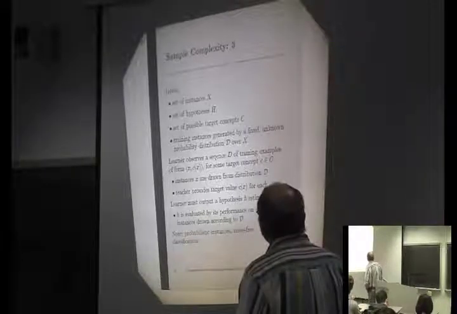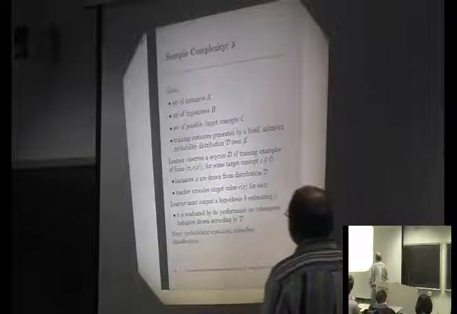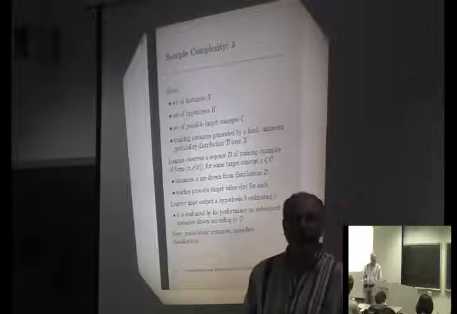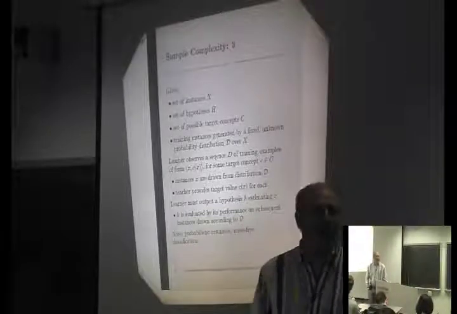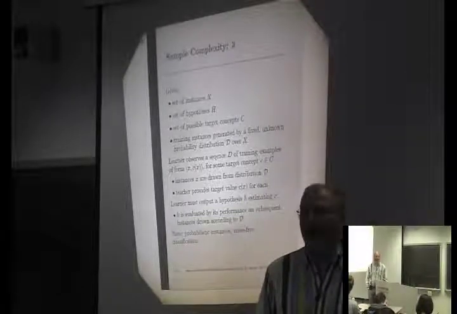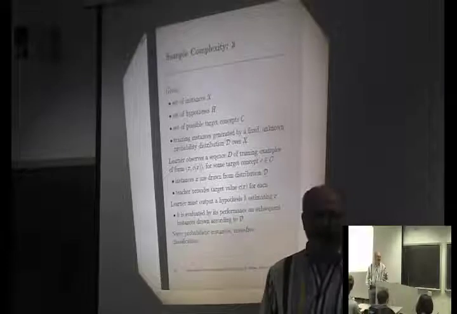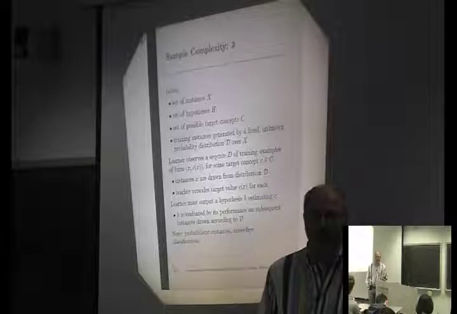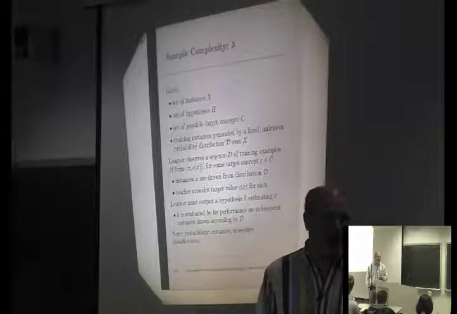Okay, then we have training instances that are generated by a fixed unknown probability distribution curly D over X. I've already used curly D with you guys before. We use regular D to denote a data set. We use curly D to denote a distribution from which the data set usually was derived by sampling.